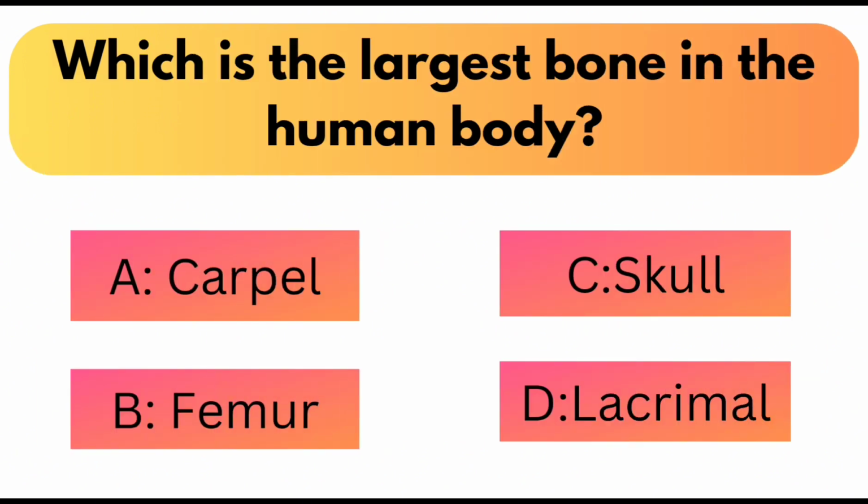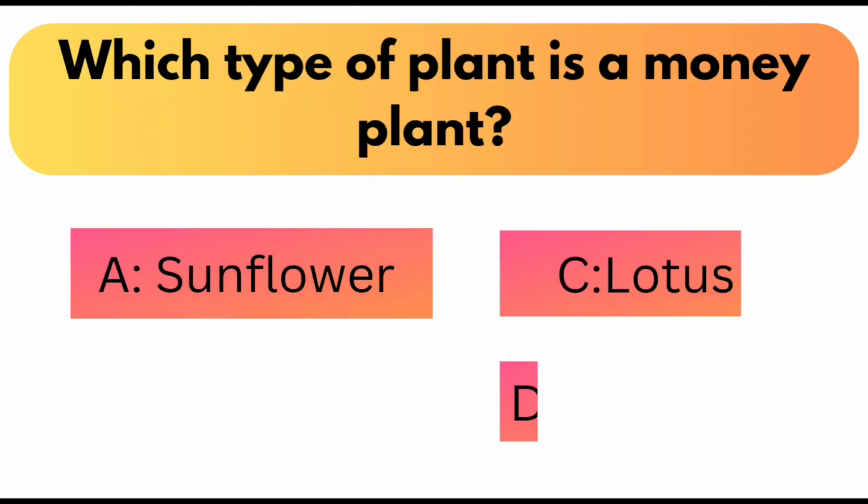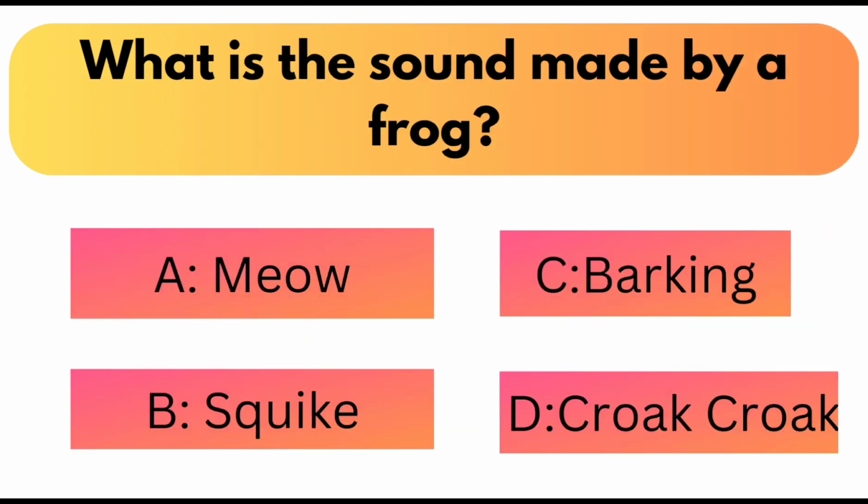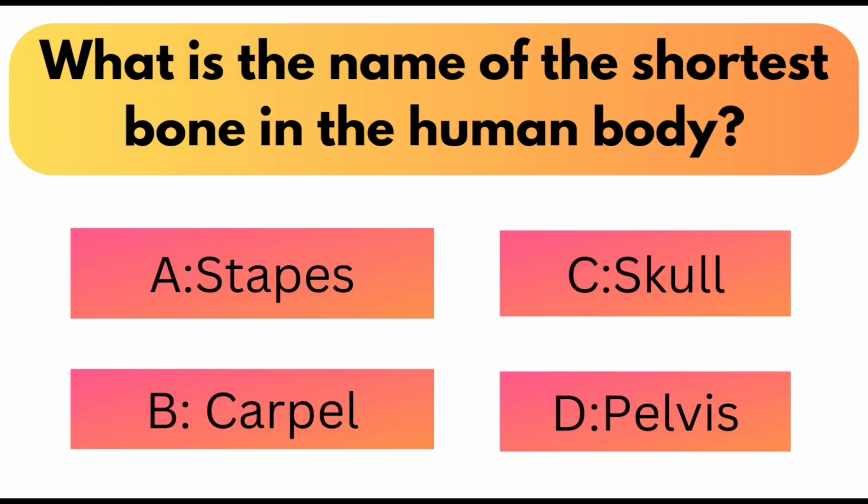Which is the largest bone in the human body? B is the right answer. Which type of plant is a money plant? D is the right answer. What is the sound made by a frog? D is the right answer. What is the name of the shortest bone in the human body? A is the right answer.